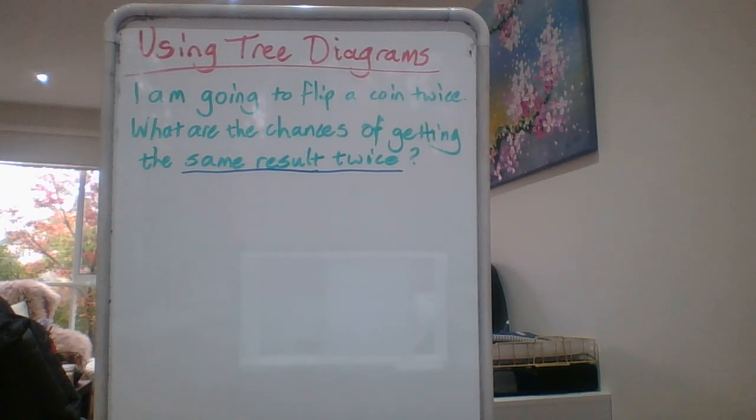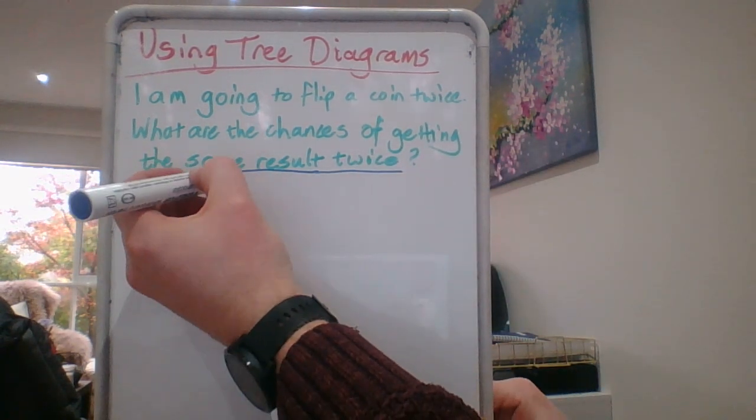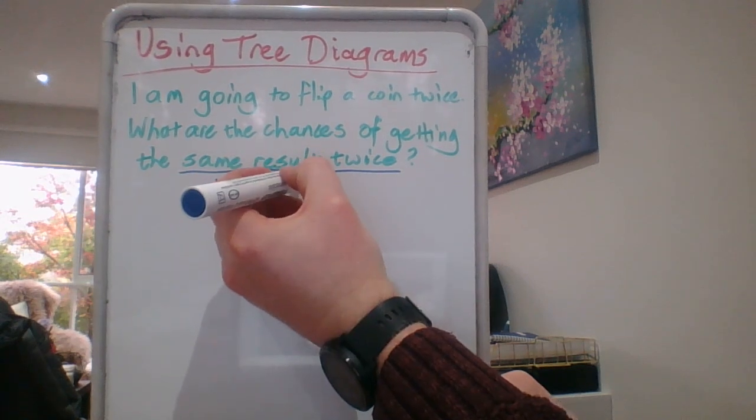In this video, I'm going to be showing you how to use tree diagrams to find all of the possible outcomes in chance events. So this problem says, I'm going to flip a coin twice. What are the chances of getting the same result twice? I've underlined this section here where it says the same result twice, because to answer this question, we need to understand what that means. When I flip a coin, I have two possible results. I could roll a head or a tail.